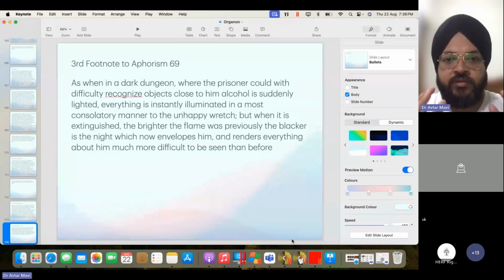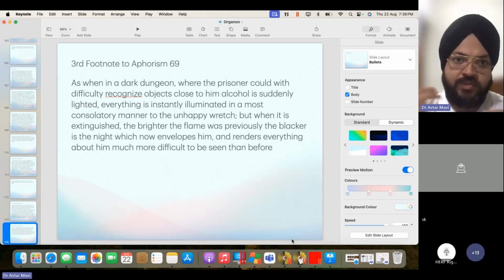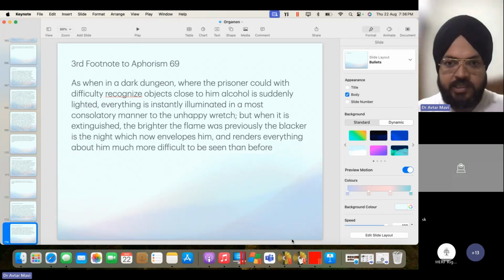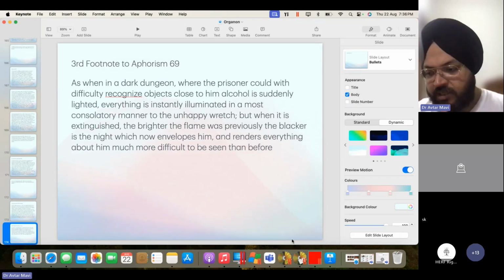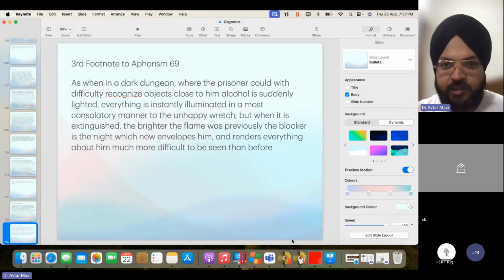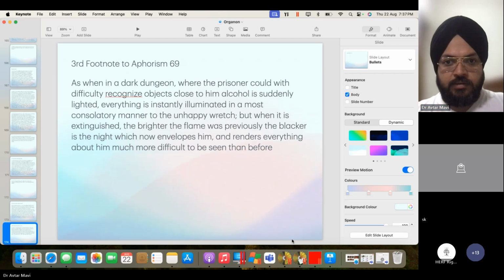As when in a dark dungeon, where the prisoner could with difficulty recognize objects close to him, a lamp is suddenly lighted, everything is instantly illuminated in a most consolatory manner to the unhappy wretch. In those times, prisoners were put in a very dark place, and with great difficulty he could recognize something: some chains, some wall, or some platform. But when suddenly a very bright light comes, at that time alcohol was used for that, the whole room is suddenly illuminated, and that person can see everything in a very clear manner.